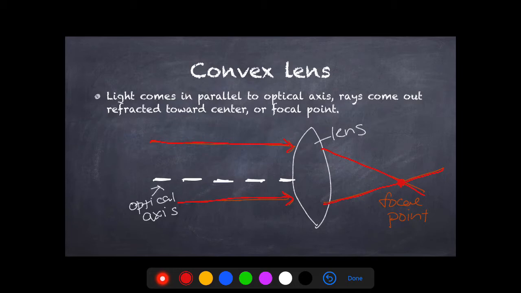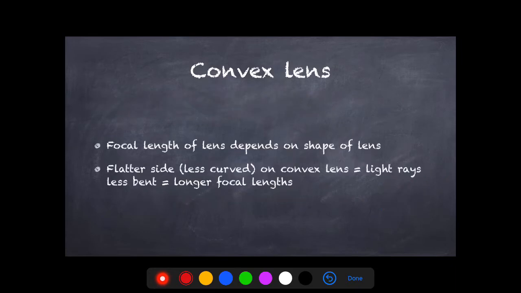So remember, when we talked about a mirror, the focal point was in front of the mirror because the mirror is reflecting the light. But in the lens, it's going through the actual lens, okay? So you see, once again, light is coming in at a parallel motion to the optical axis, and then it's going to be bent or refracted once it goes through the lens right at the focal point.